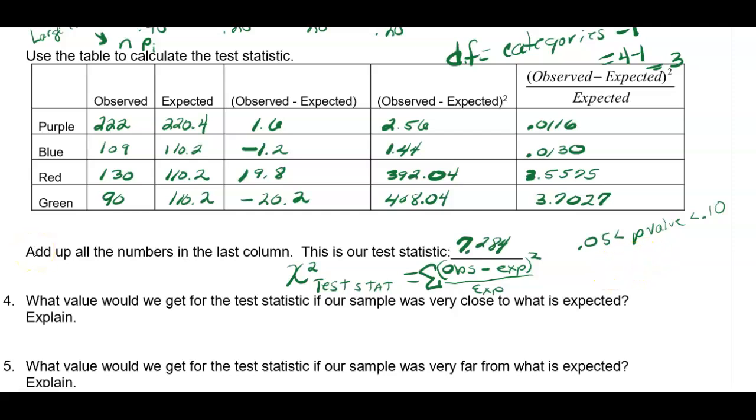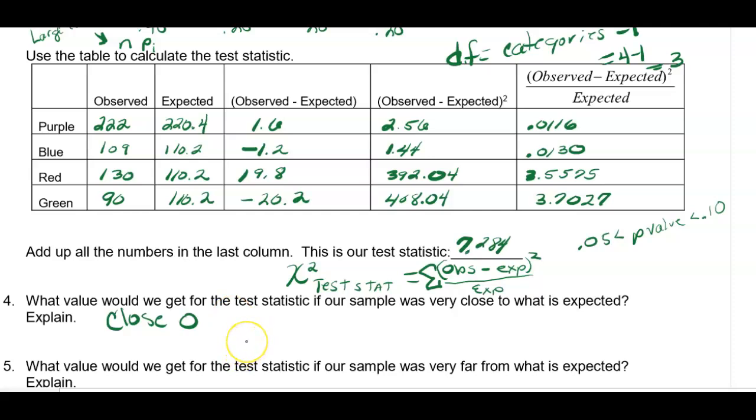All right, so what value would we get for the test statistic if our sample was very close to what was expected? Well, if you think about it, that value should be really super close to 0. Why? Well, how did we get the test statistic? To find that test statistic, we do the observed minus the expected. And if our observation is close to what was expected, then those two values should give a number that's relatively close to 0.